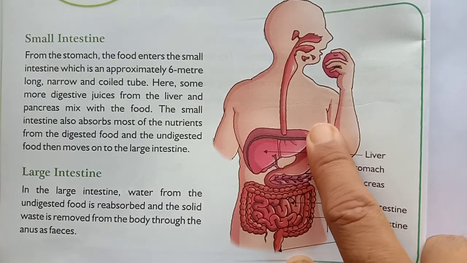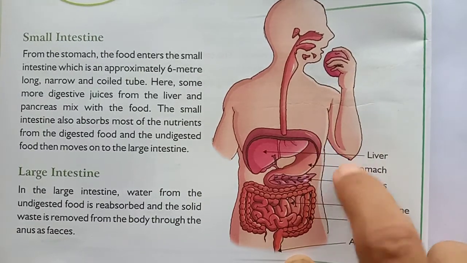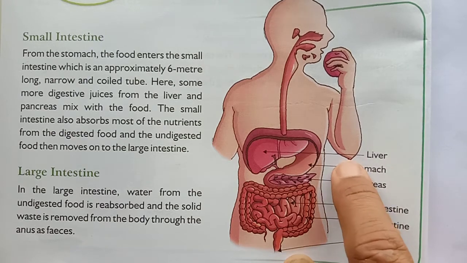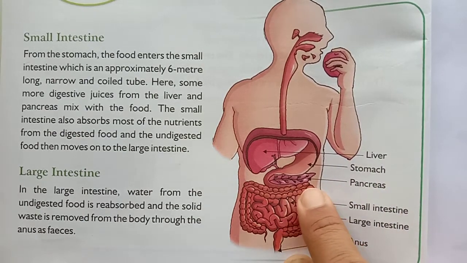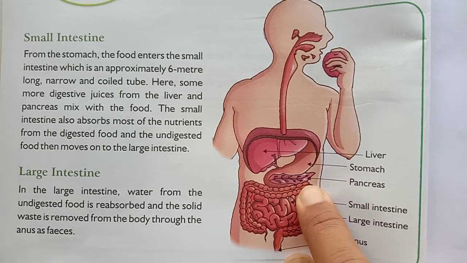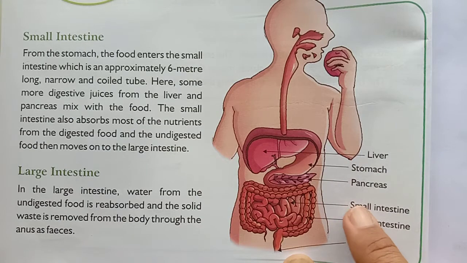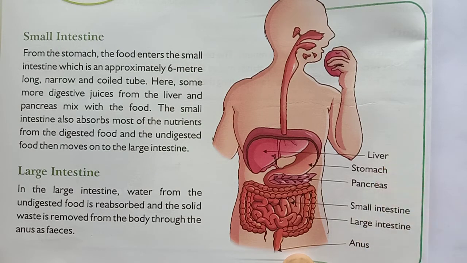Then the undigested food goes from the stomach to the small intestine. And in the stomach we can see that the liver and pancreas also secrete some juices. They are very helpful. In the next part we are going to learn that, and the food goes to the small intestine. After that it comes to the large intestine. Okay, let us see about the liver and pancreas now.